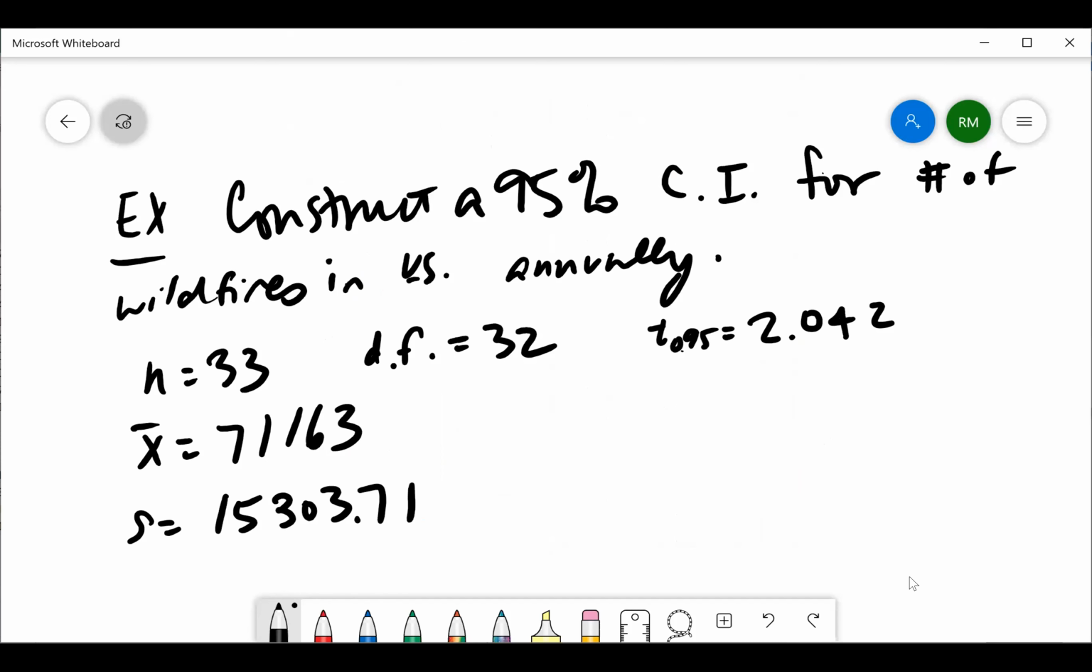Okay. So now we need to calculate our margin of error, which should be equal to this lovely expression. So go ahead and compute what that's equal to.